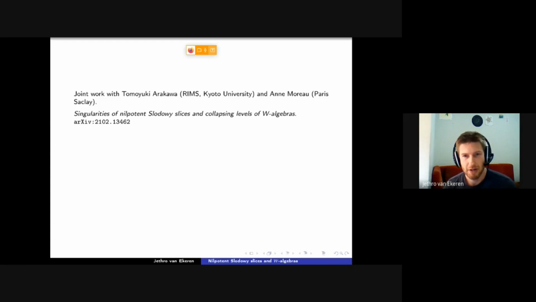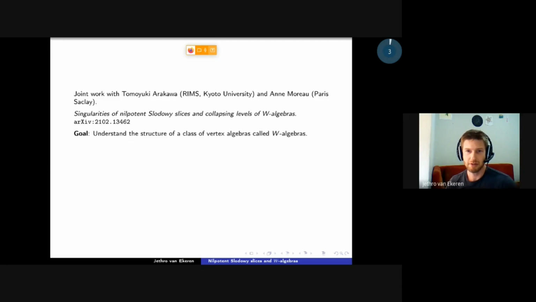So basically, the overarching goal is to better understand a certain class of vertex algebras that are called W-algebras. I'll say a little more about what W-algebras are later in the talk. But this is a class of algebras that have a number of applications in representation theory. They appear in the geometric Langlands program, and in connection with quantum integrable systems and statistical mechanics and things like that. And also finite analogues of W-algebras are relevant in the study of unitary representations of Lie groups.